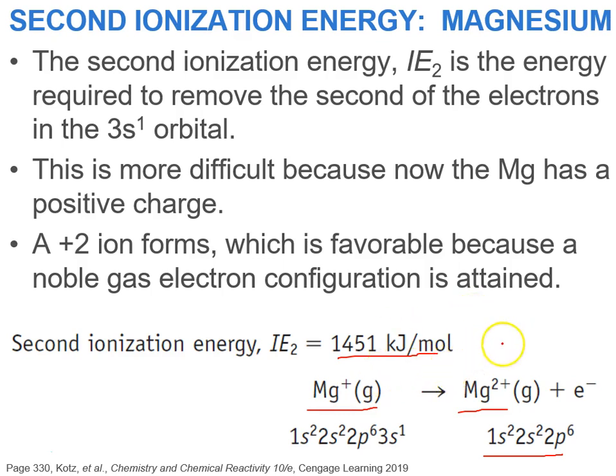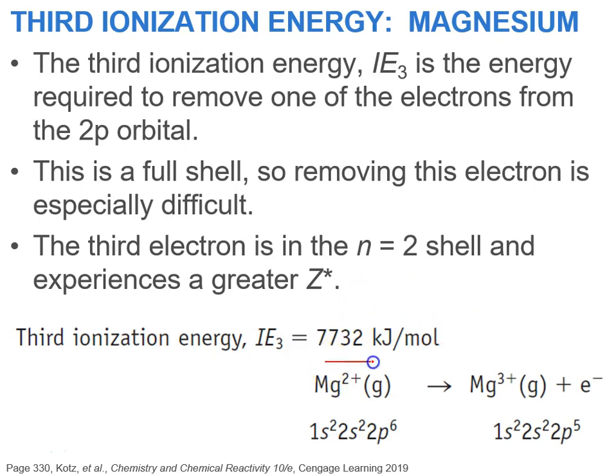That's a stable noble gas electron configuration, which means if I try to pull off a third electron, notice I'm at 1,451 kilojoules per mole, there's a huge jump in the ionization energy. Here I've got the Mg2+ with its electron configuration that looks like neon, and now I'm trying to break that up, and that's going to take way, way more energy. So removing an electron from a full shell is especially difficult. Again, it has to do with the effective nuclear charge, and you're trying to remove an electron from a positively charged ion.